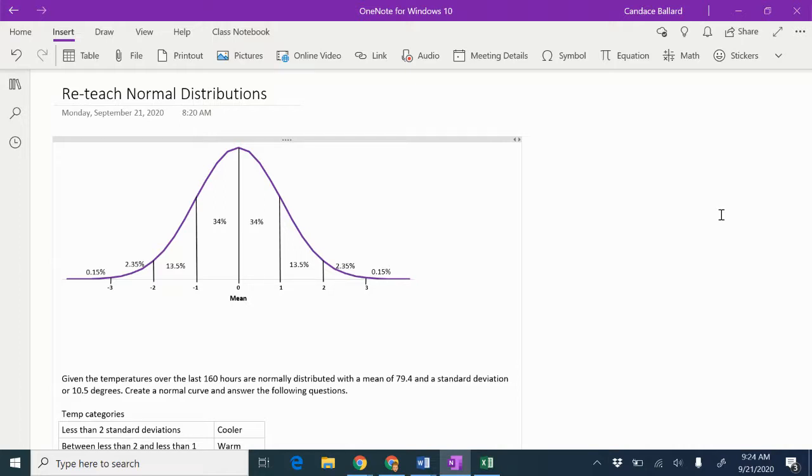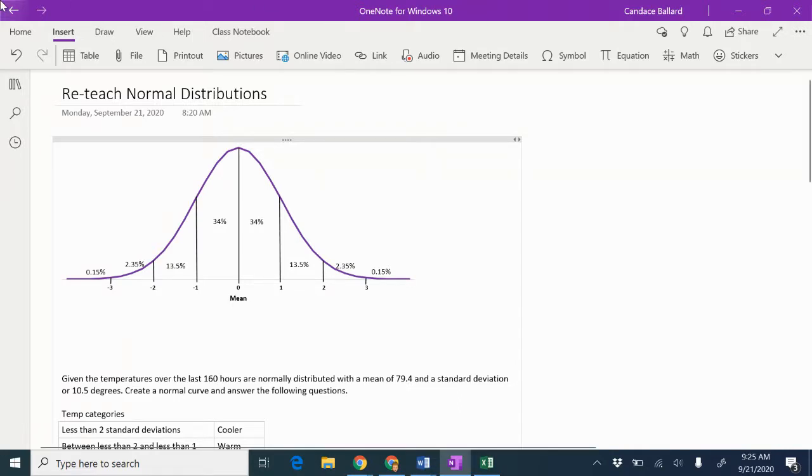Okay, so I pulled some data. It's not good data. I was trying to come up with a lot of numbers really fast, and it didn't end up being normally distributed, but we're going to play with it like it is. You're not even going to see the data, just the pieces I have here. We are given temperatures over, say, the last 160 hours, and they're normally distributed with a mean of 79.4 and a standard deviation, I should say I was typing fast, of 10.5 degrees. Create a normal curve and answer the following questions.